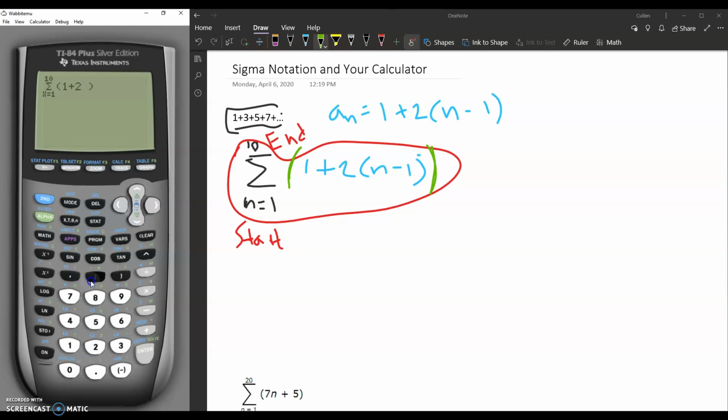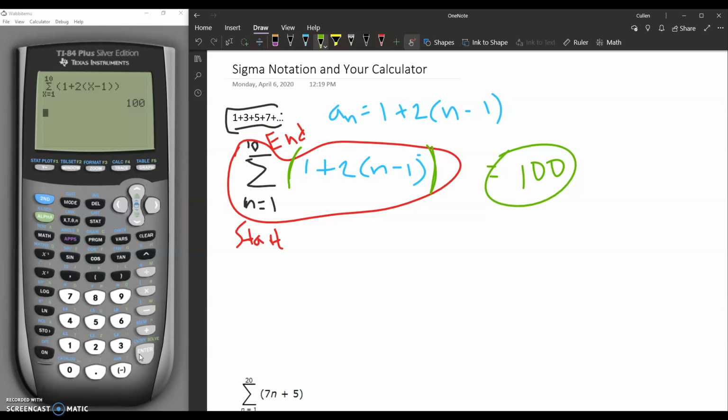This is 1 plus 2 times x minus 1. Don't get your variables mixed up either. Make sure you use the same variable both times. And there's the extra set of parentheses I was talking about. And then it'll spit out the sum, and it is 100. So that is your answer for that one.